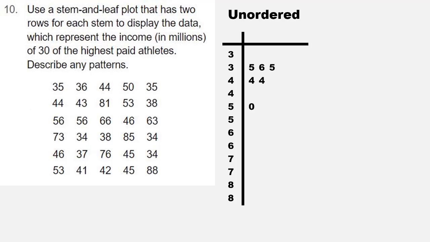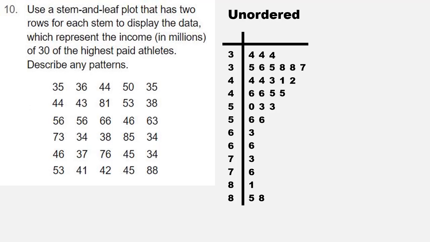Then 44, 43, 81, 53, 38, 56, 56, 66, 46, 63, 73, 34, 38, 85, 34, 46, 37, 76, 45, 34, 53, 41, 42, 45, and 88. So that's the unordered stem and leaf plot.